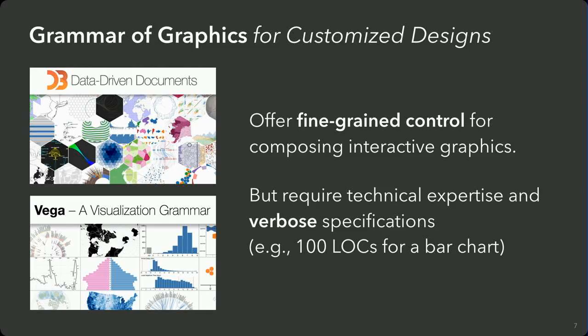With these building blocks, tools for customized visualization design such as D3 and Vega offer fine-grained control for composing interactive graphics. This kind of tool can be very expressive, but they require verbose specification and some technical expertise. For example, creating a bar chart in D3 requires at least a few dozen lines of code and some level of expertise in JavaScript.